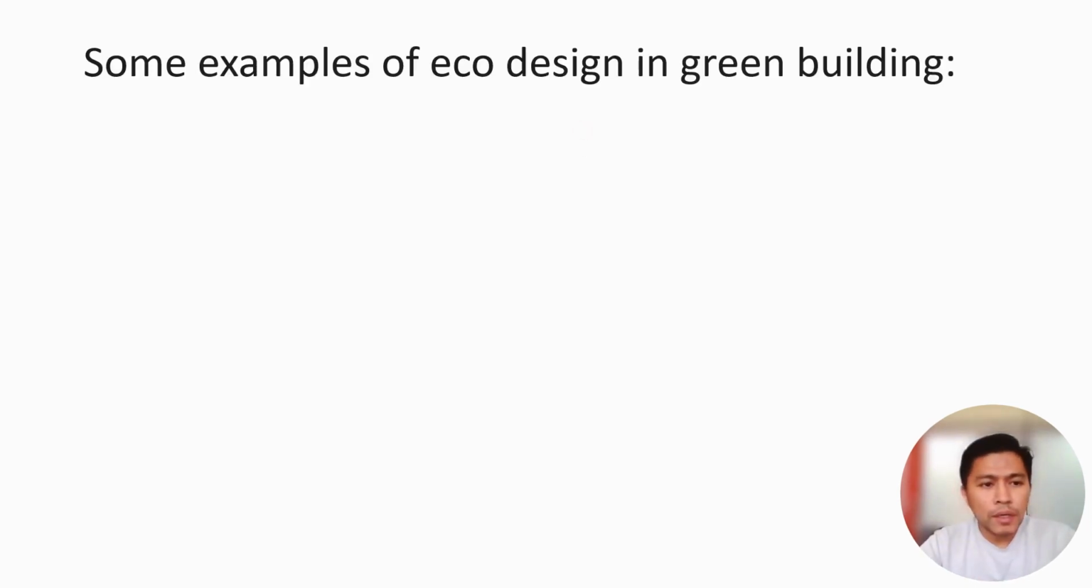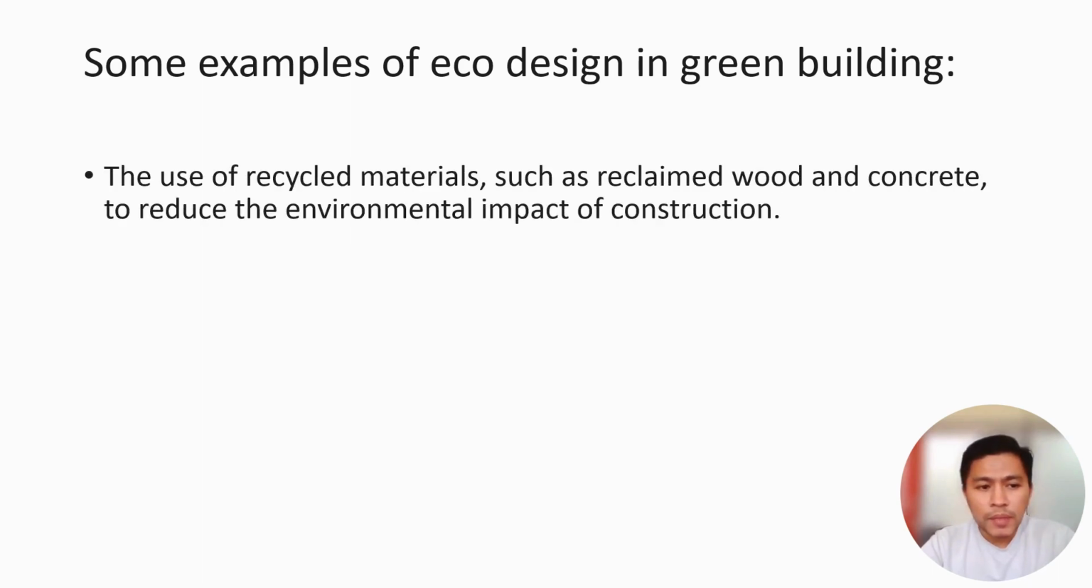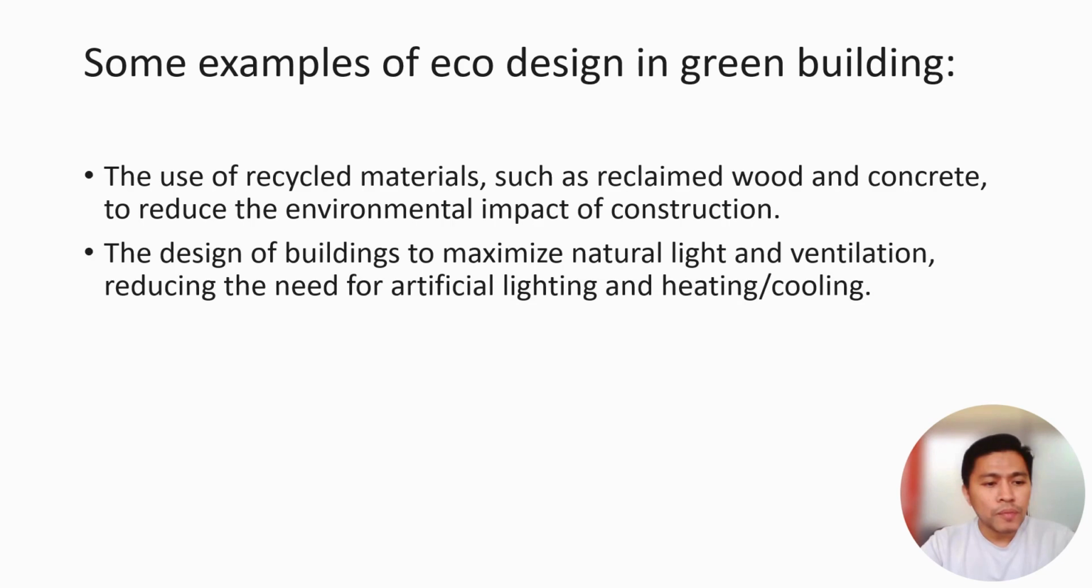Now let's take a look at some examples of how eco-design can be implemented in a green building. We know that using recycled materials like wood and concrete in construction can help the environment. So we try to use more recycled materials such as reclaimed wood and concrete to reduce the environmental impact of green building construction. And we also try to design the building to maximize natural light and ventilation, and thus it will reduce the need for artificial lighting, heating, and cooling.